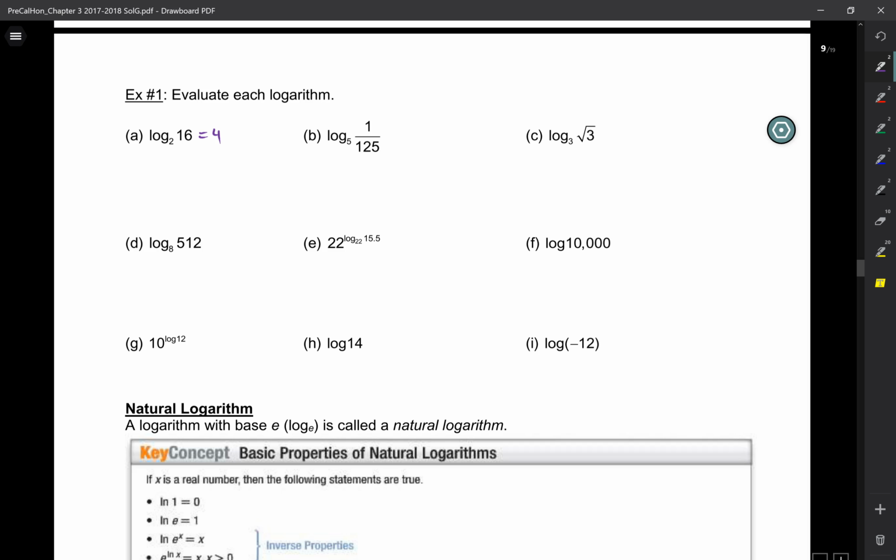Okay. What should the exponent of 5 be in order for me to get 1 over 125? Negative 3. Right? So when you're going between a whole number and a fraction, it's a negative that does that. The simplest way is, okay, how do I go from 5 to 125? Exponent of 3. How do I make the whole number a fraction? Negative. Okay, what about this one? So this is really log base 3 of 3 to the half. So it's 1/2. Okay?